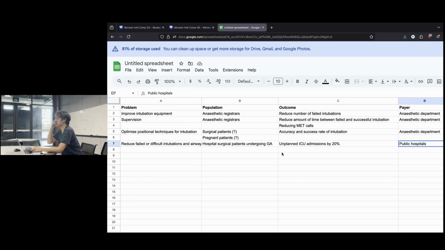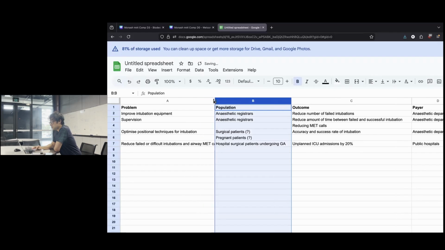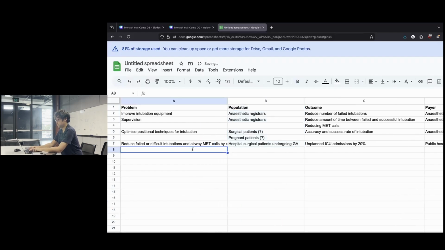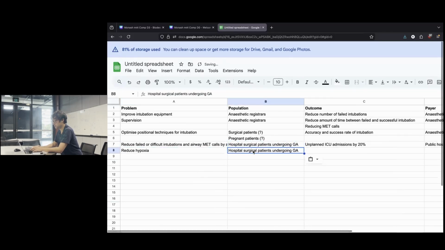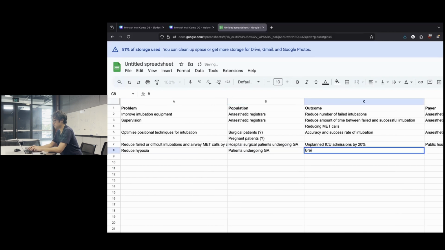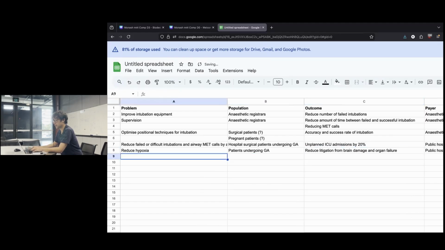Okay, awesome. What about you guys? So we came up with a way to reduce hypoxia for patients under general anesthesia in order to decrease brain damage and organ failure for hospitals because hospitals could get sued. Okay. So more for litigation. So maybe this is more to reduce litigation from brain damage. Is that right? Yeah, and organ failure. Okay. Yep.